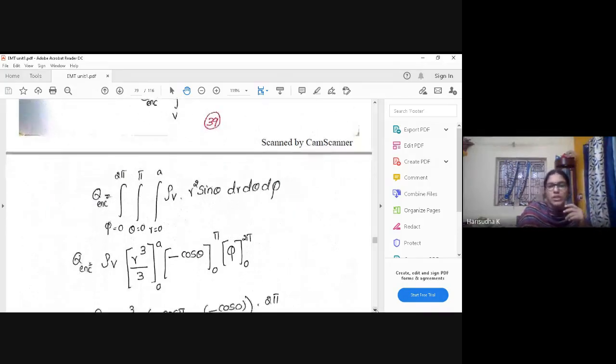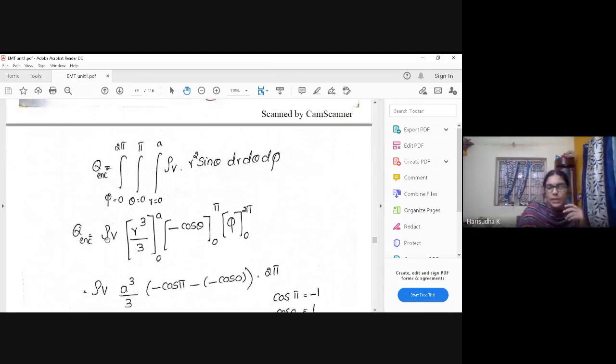So rho v alone I have taken outside because it is a constant. The integration of r square dr will be equal to r cube by 3. The integration of sin theta d theta will be equal to minus cos theta. The integration of d phi will be equal to phi. And accordingly, I have substituted the limits. For r, it is 0 to a. For theta, it is 0 to pi. And for phi, it is 0 to 2 pi.